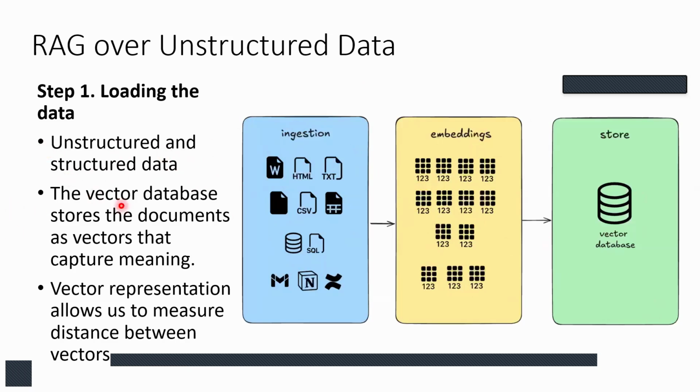Unstructured data, the vector database stores the document as vectors that capture meaning. Vector representation allows us to measure distance between the vectors. So the vector databases are specialized databases which basically store the embeddings. And what are embeddings? Embeddings are nothing but the vector representation of sentences or your text. They are like multi-dimensional vectors.